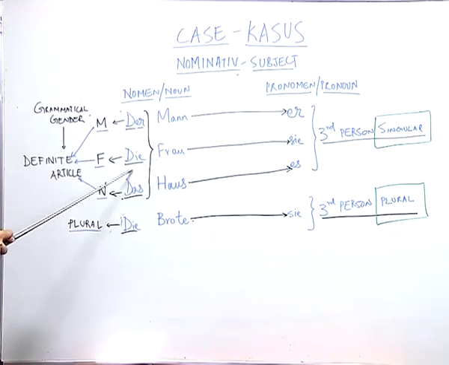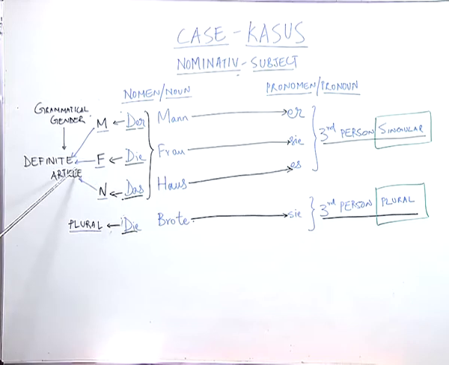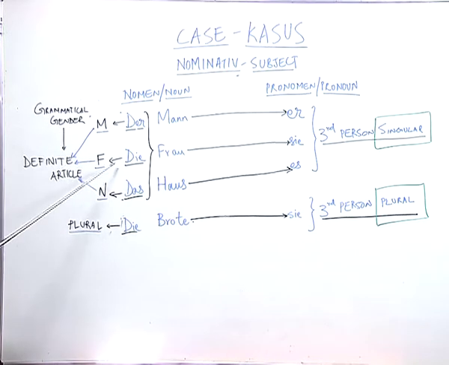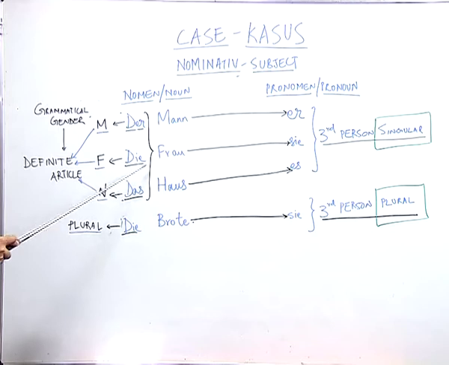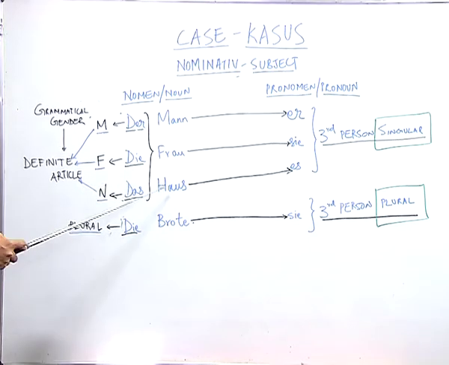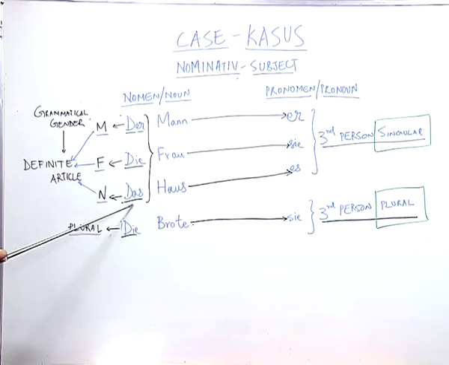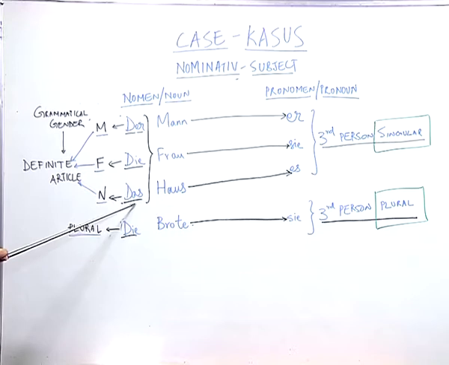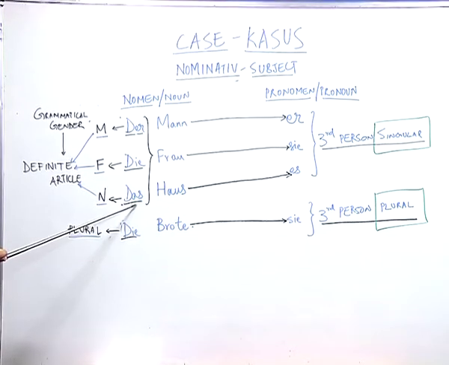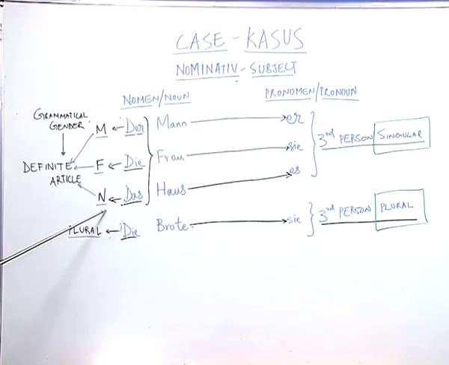Frau is the noun here, and die is the definite article and the grammatical gender, which denotes that the noun Frau belongs to the feminine gender. The noun Haus here is with the definite article das, which denotes that it belongs to the neuter gender.